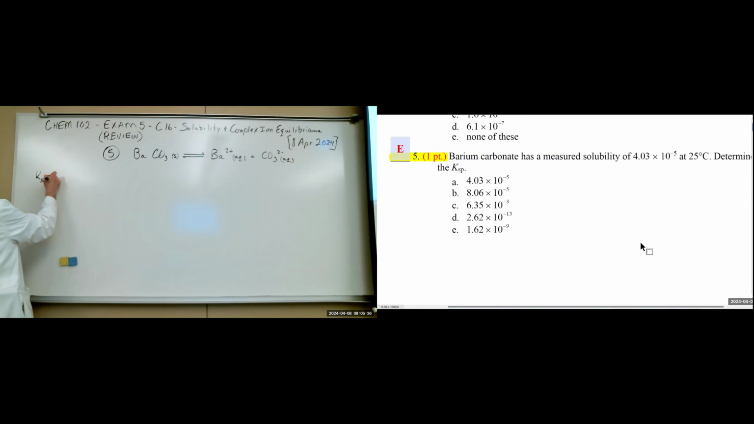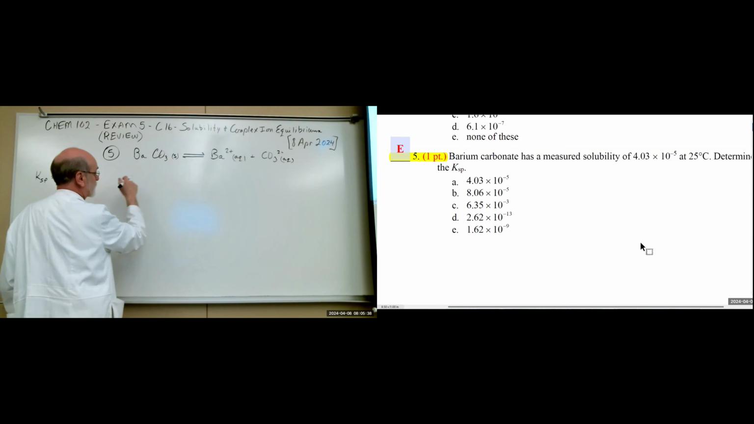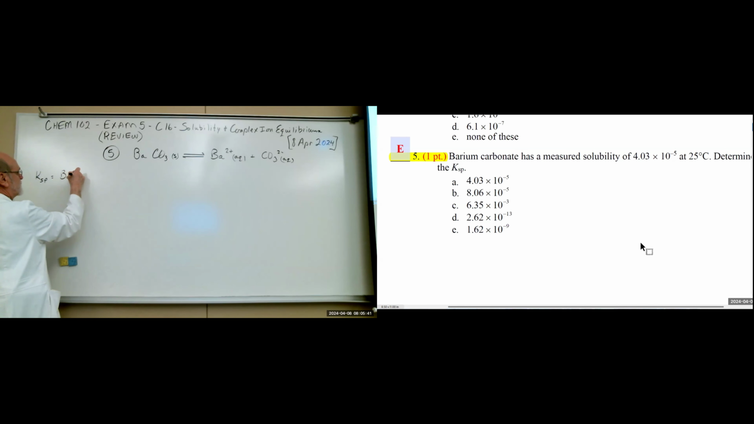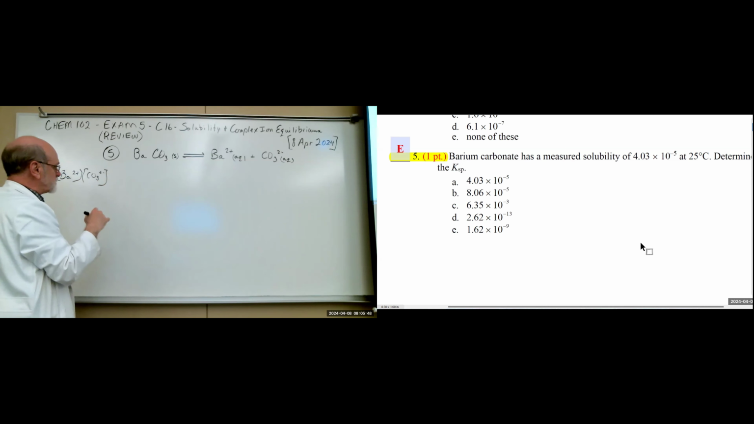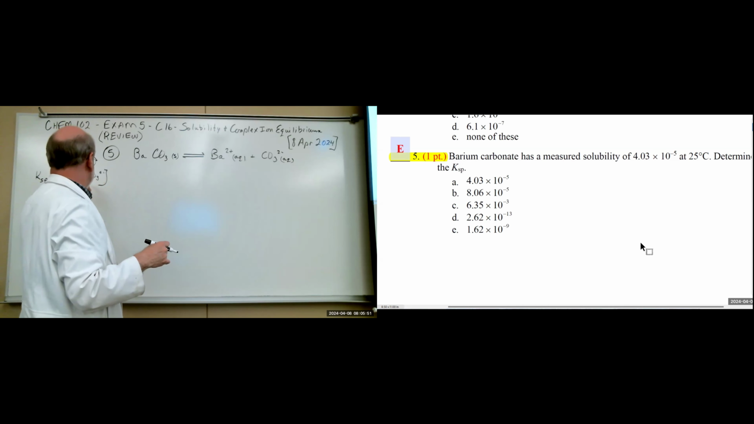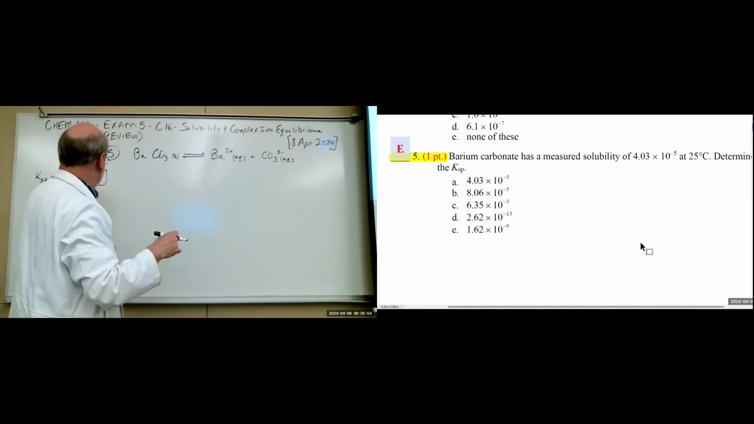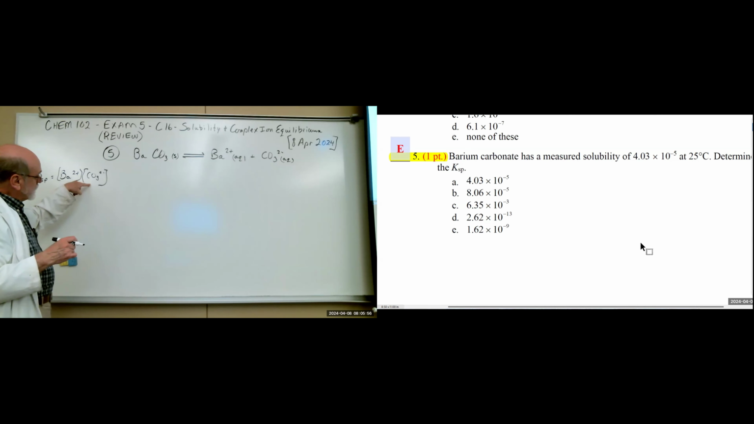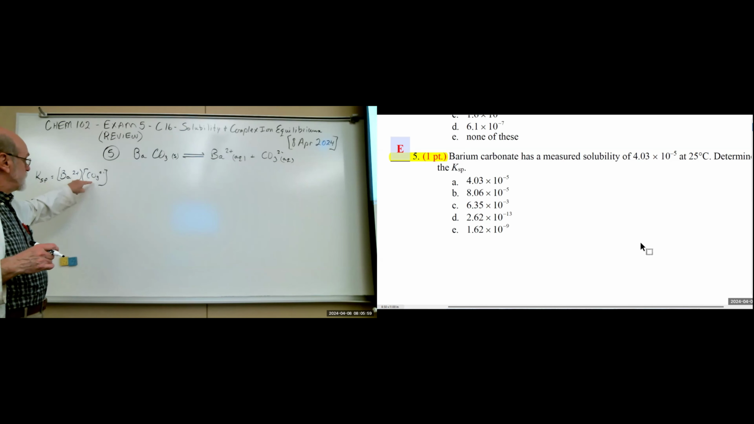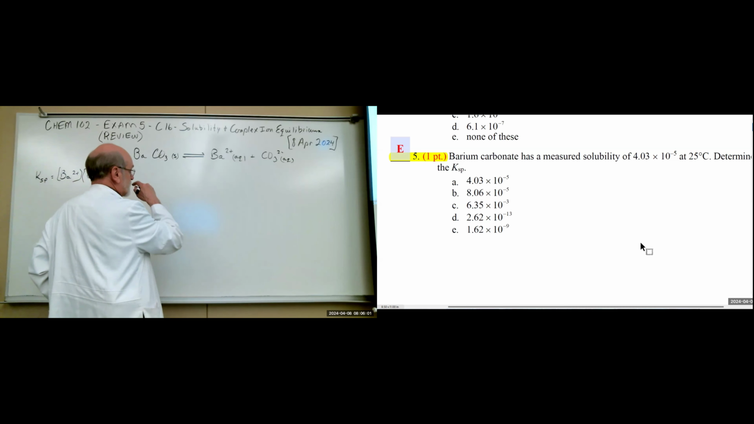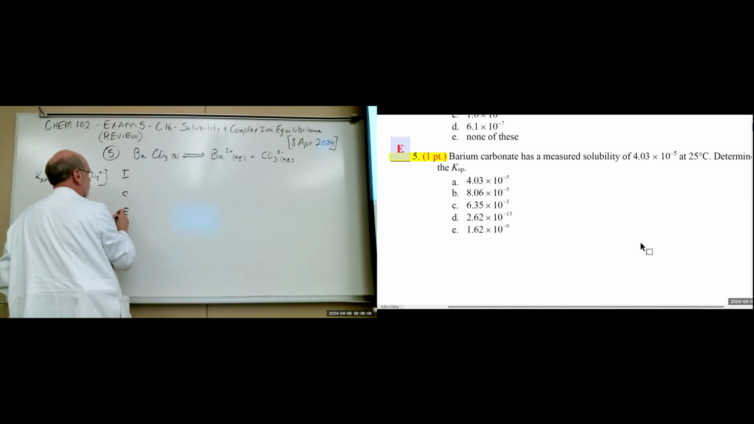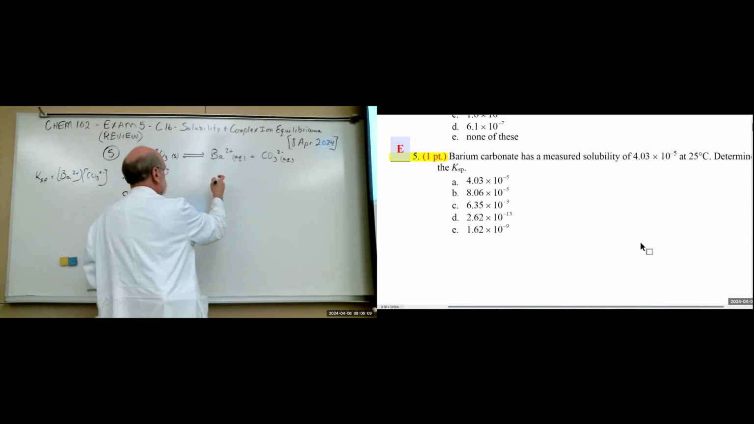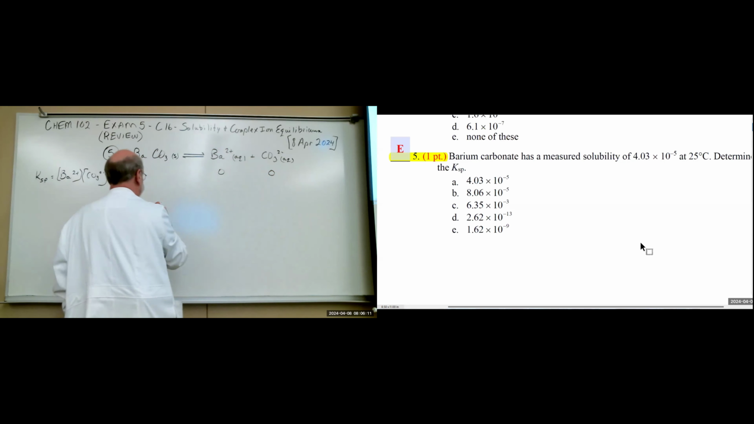So if we write the KSP for this one, remember the solids don't count. We just use the barium at equilibrium and the carbonate at equilibrium. And we need to find out what that KSP is. So in order to do that, we've got to find out what the equilibrium concentrations of these 2 would be. All right, so I'm going to set up an ICE table. So our initial concentrations, of course, are 0.